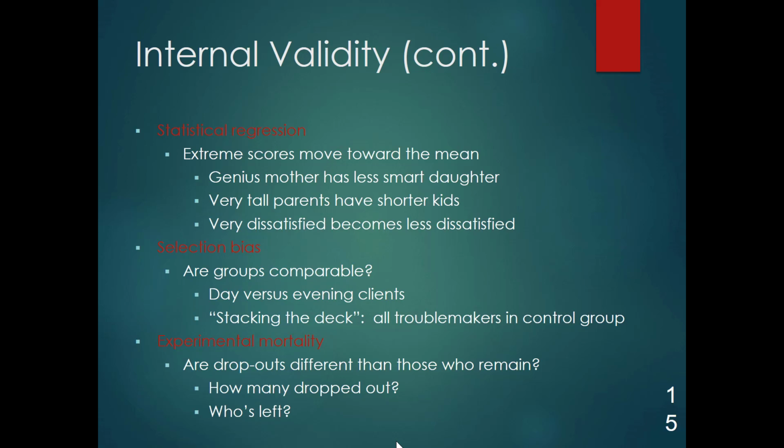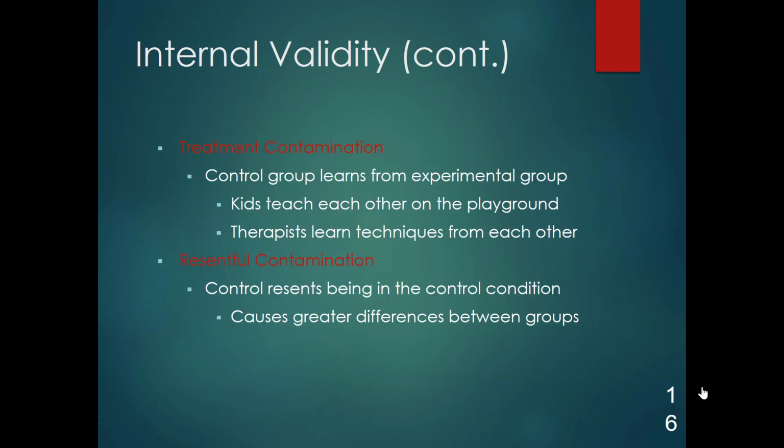With experimental mortality, this basically happens when people drop out of the study. And so you have to think about whether the dropouts are different than those who do stay in the study, and how many dropped out and who's left, and how the ones that are left are different from the ones that dropped out. Treatment contamination can happen when participants in one group, for example, participants in the control group, learn about treatment being offered to members of another group, so members of the intervention group. Or also when program personnel provide some compensatory benefits to those who form the control group. So in some cases, treatment contamination is so serious that they have to cancel the experiment.